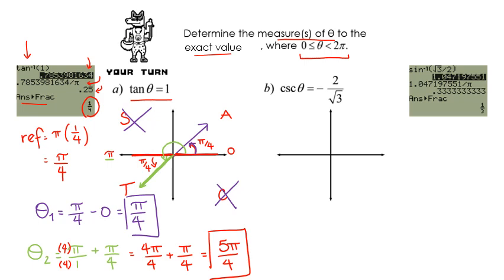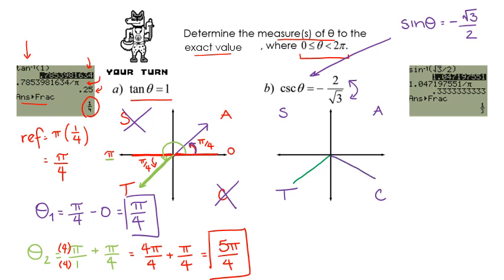For B, we've got cosecant theta is equal to negative 2 over square root 3. So cosecant, we're going to turn it into its reciprocal form. So sine of theta is its reciprocal. And we just have to flip the top and bottom of 2 over root 3. So it'll still be negative, but this time we'll have square root 3 over 2. Now, using the CAST rule, sine is only going to be negative in quadrant 3 and quadrant 4. So we'll ignore quadrant 1 and quadrant 2.